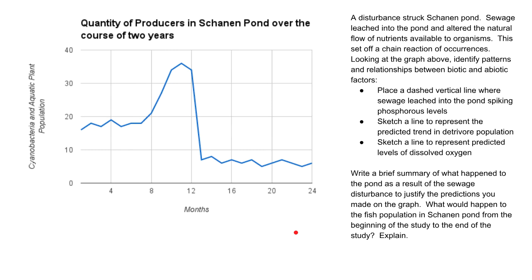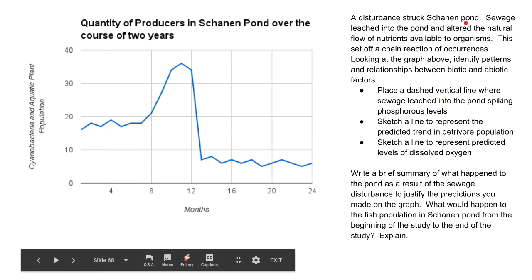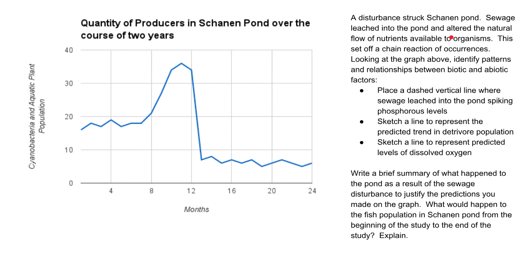And in this, it says a disturbance struck Shannon Pond. Sewage leached into the pond, altering the natural flow of nutrients available to organisms. This set off a chain reaction of occurrences. If we look at this graph, can we figure out the patterns and the relationships between biotic and abiotic factors?